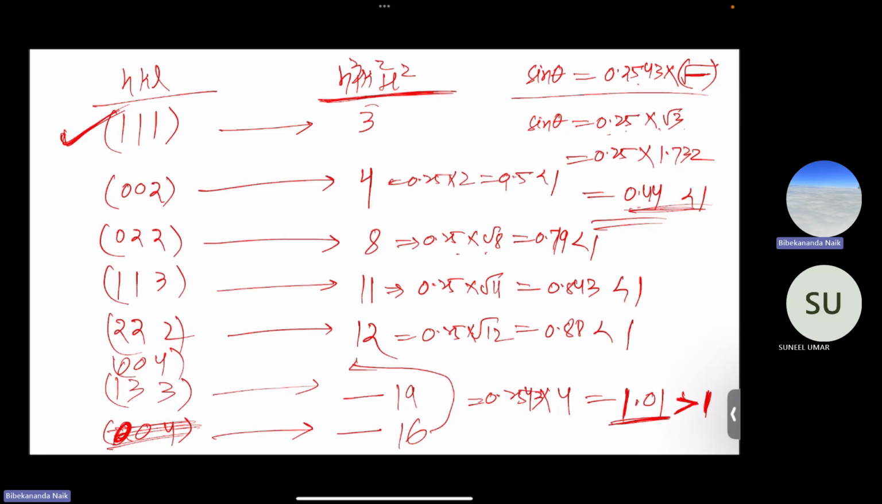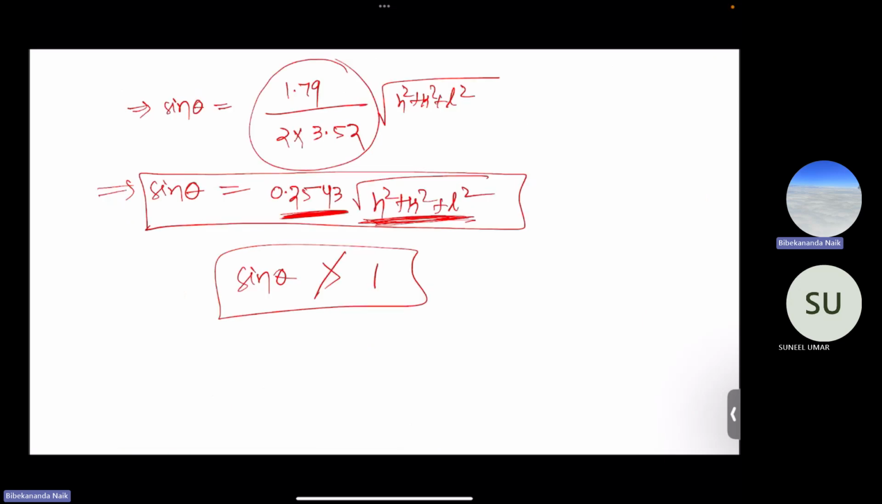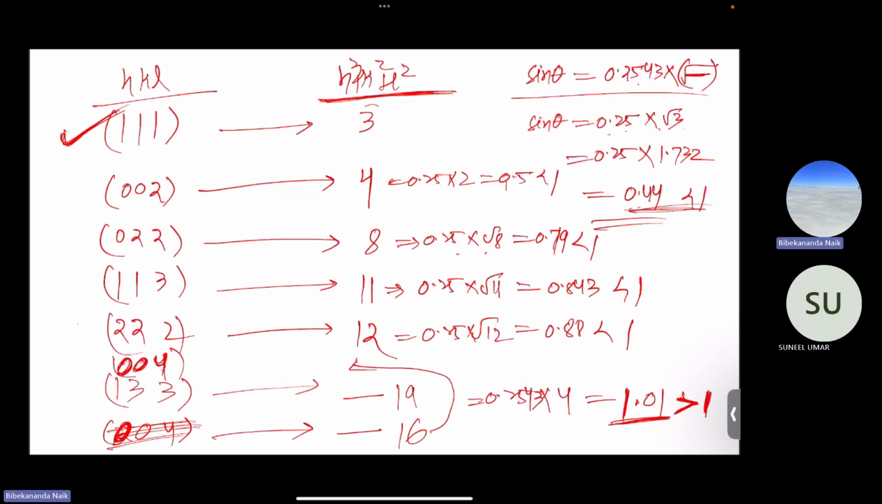So this 004 will not appear, because of Bragg's law. For this particular condition, that is for 1.79 wavelength and 3.52 lattice parameter, the sine theta value is greater than 1, which is not possible. So the first member will be 111. Then what will be the last member? 222. The last number will be 222, because 004 gives a value greater than 1, which is not allowed.